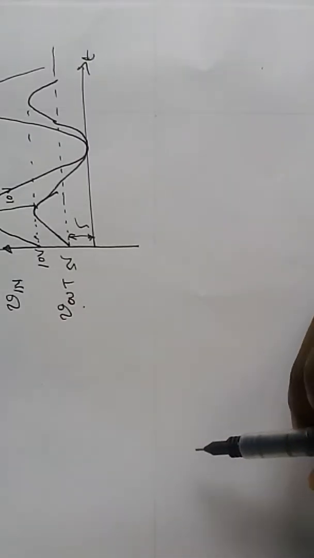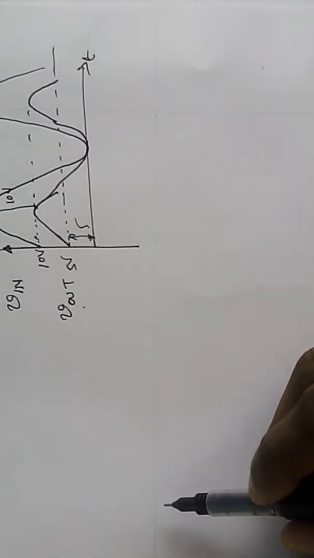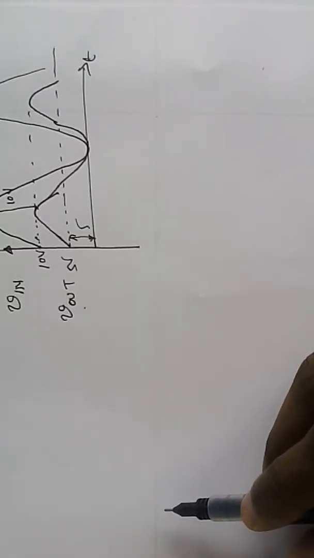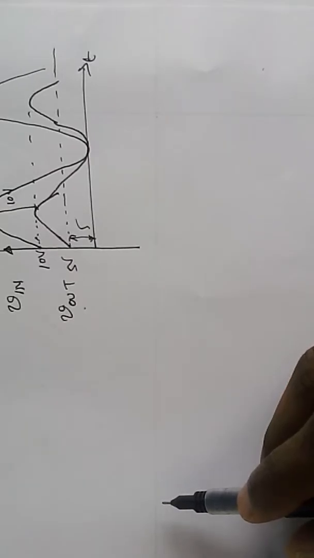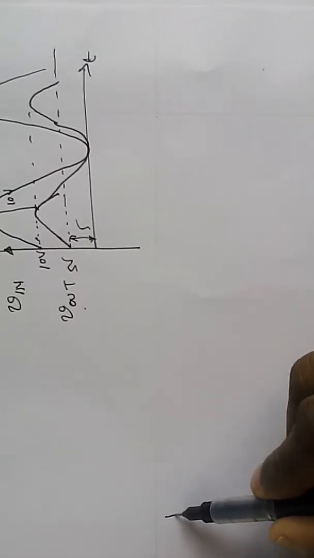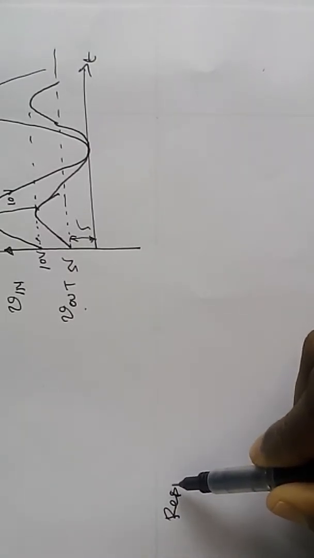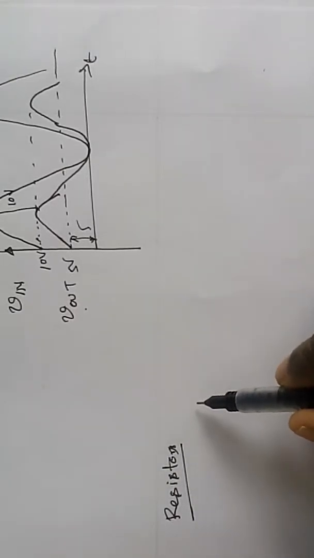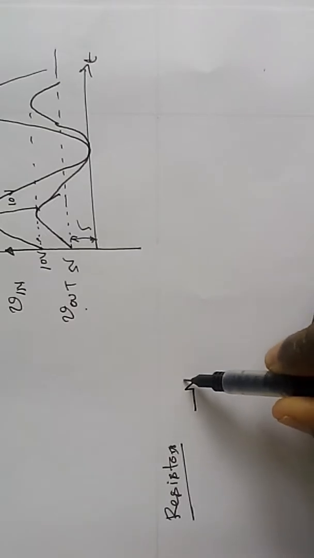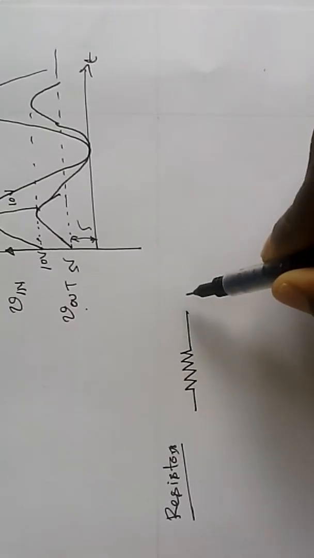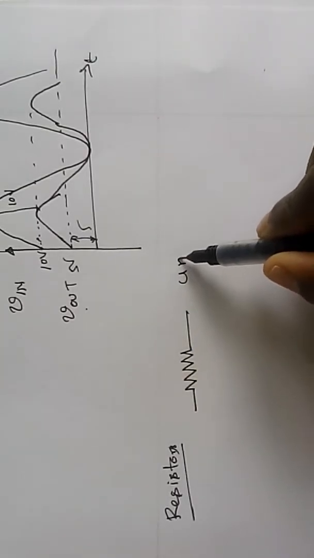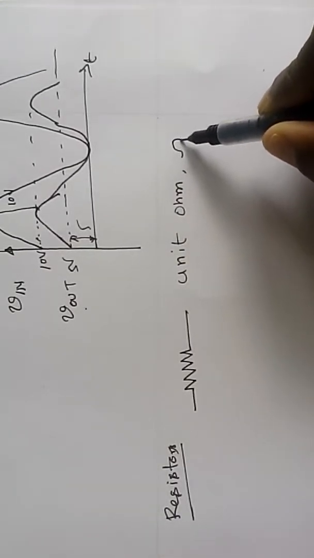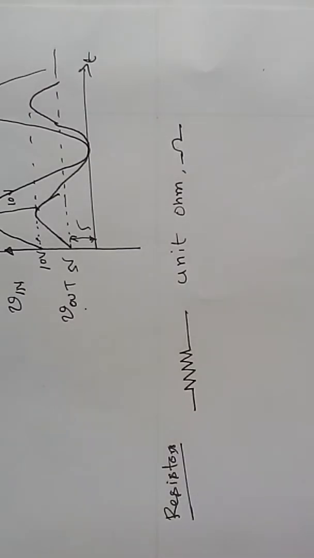So let us now move on and try to find out the representation of very basic circuit components. We start with resistors. You're all aware of the representation of a resistor. This is how it is represented. Its unit is ohms. It is represented by this symbol.